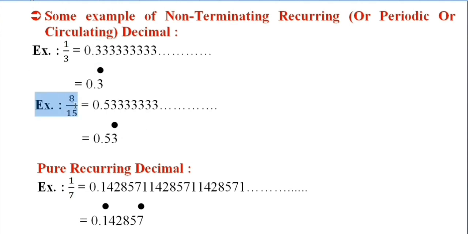Example: 8/15 equals 0.5333333 and so on, which equals 0.53 recurring decimal, because there is a repeating block of 2 digits in the quotient.